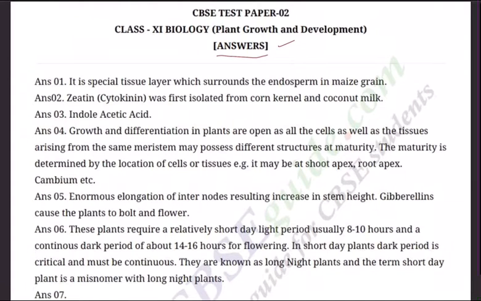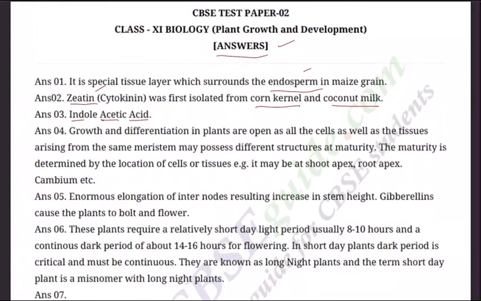Question 1. Answer: the aleurone layer is a special tissue layer which surrounds the endosperm in maize grain. Question 2. Zeatin or cytokinin was first isolated from corn kernel and coconut milk. So this is the first hormone that is isolated. Question 3. The expansion of IAA: I for indole, A for acetic, another A for acid, indole acetic acid.